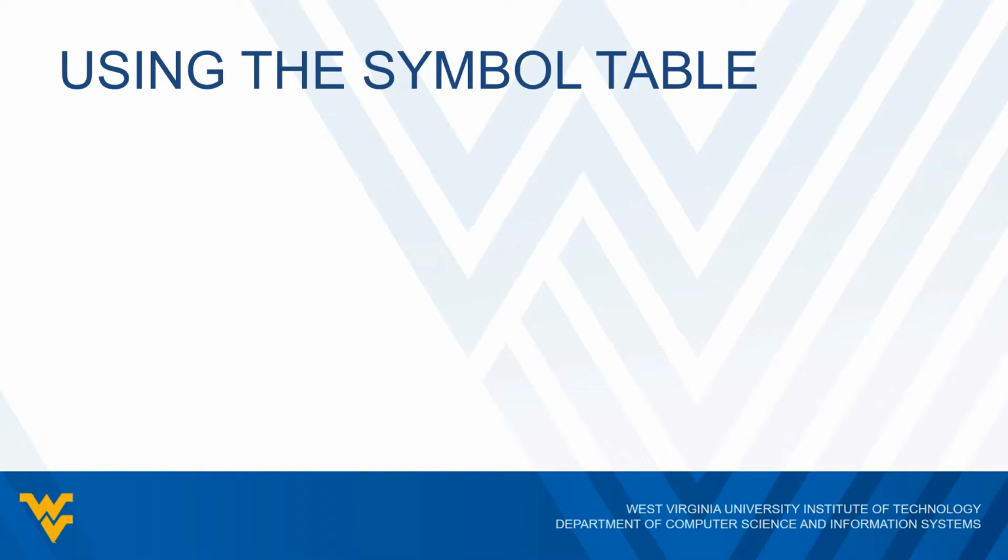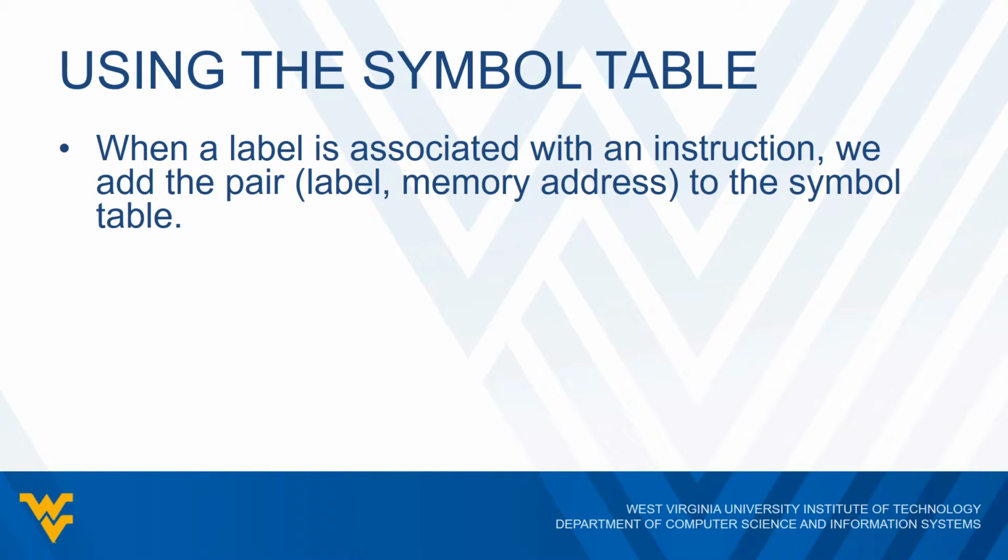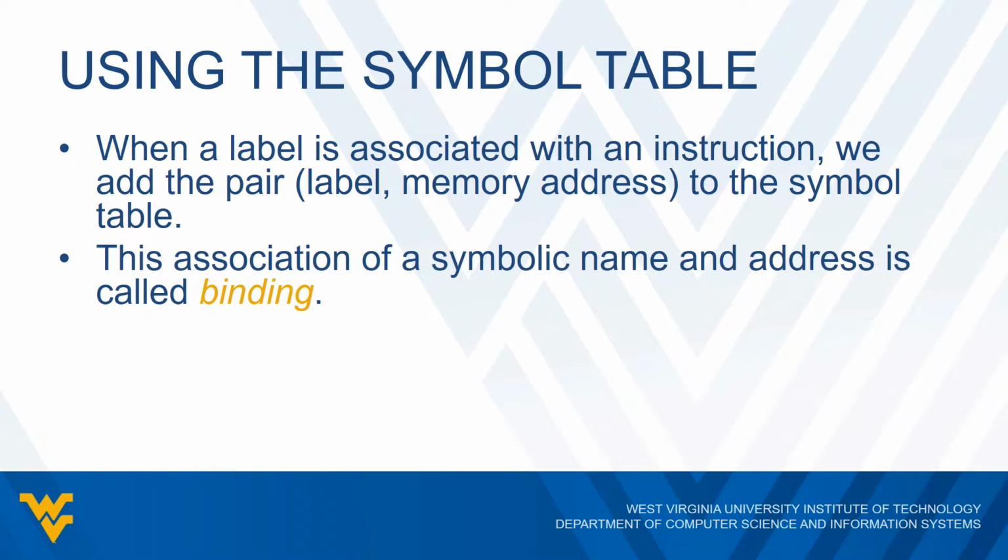So the idea with this is that we're going to scan the instructions, and whenever a label is associated with an instruction, we're going to add the label memory address pair to the symbol table. This process of associating a symbolic name with a physical memory address is called binding. The two primary purposes of the first pass of the assembler are to bind all the symbolic names to address values and to enter those bindings into the symbol table.